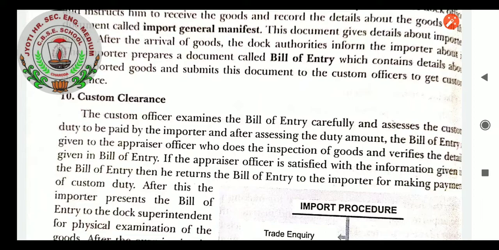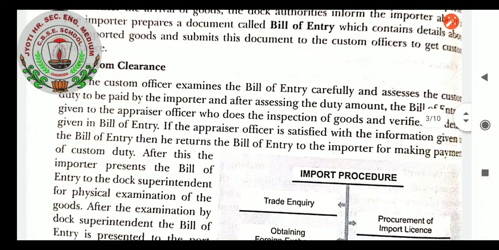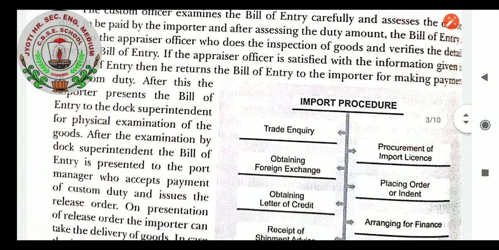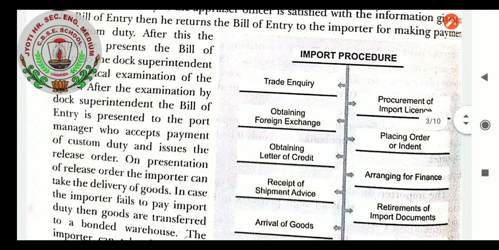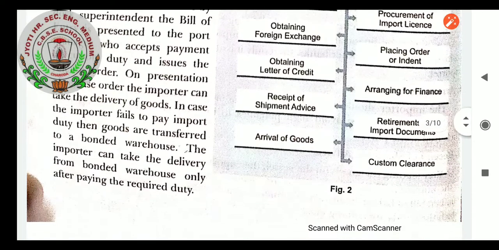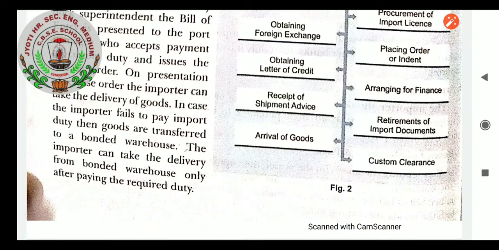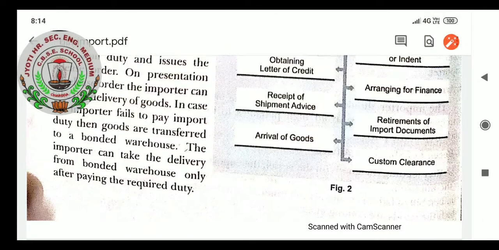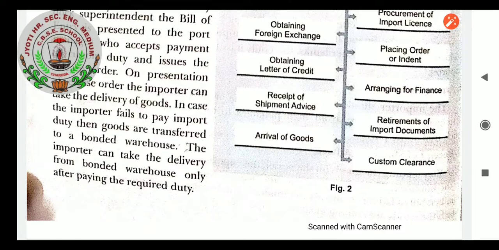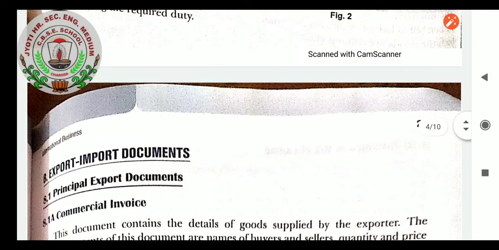After this, the importer presents the bill of entry to the dock superintendent for physical examination of the goods. After the examination by the dock superintendent, the bill of entry is presented to the port manager, who accepts payment of custom duty and issues the release order. On presentation of the release order, the importer can direct the delivery of the goods. In case the importer fails to make payment of duty, then goods are transferred to a bonded warehouse. The importer can take the delivery from the bonded warehouse only after paying the required duty.